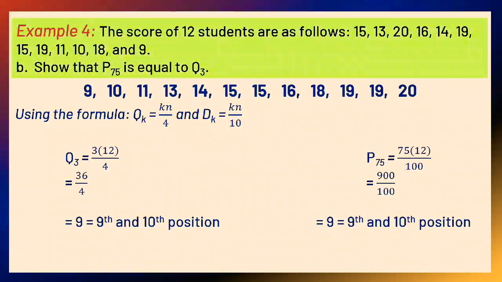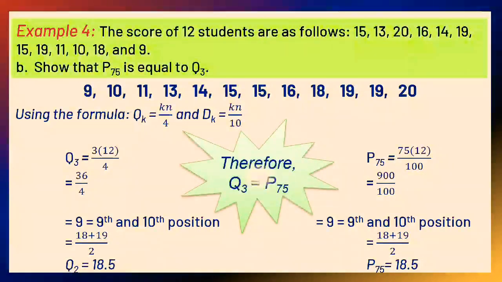But since both of them have a quotient which is a whole number, we're going to get the average of these two positions. So we have the 9th and the 10th position. By counting, we have 1, 2, 3, 4, 5, 6, 7, 8, 9, and 10. So we have here the values 18 plus 19 divided by 2. So both of them result to the same answer, which is 18.5. So therefore, we can conclude that the value of the third quartile is equal to the value of the 75th percentile.